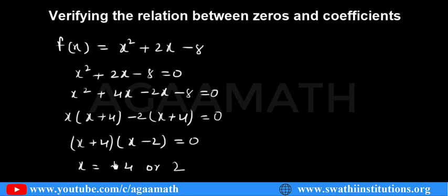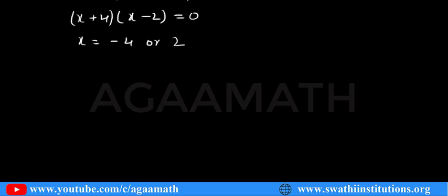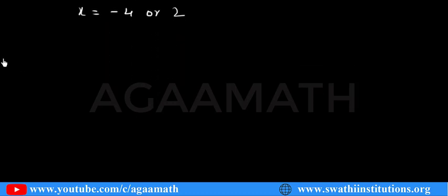After finding the zeros, now we have to show the relation between zeros and coefficients. It means we have to verify whether the zeros we got are equal to what we get when we use the coefficients. Let us check now. Remember that the zeros are minus 4 and 2. First of all, I would like to take the relation with the coefficients.